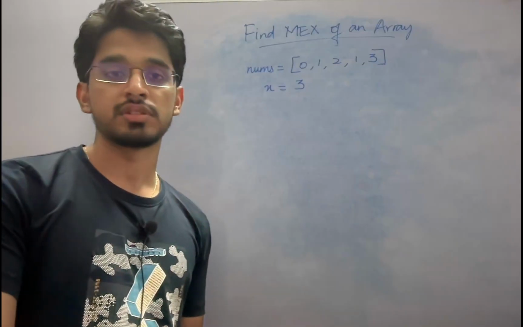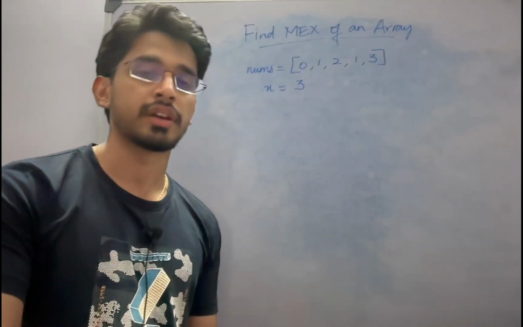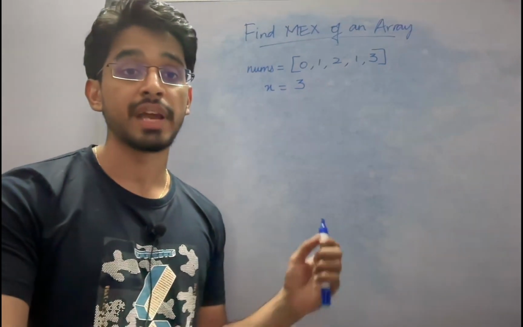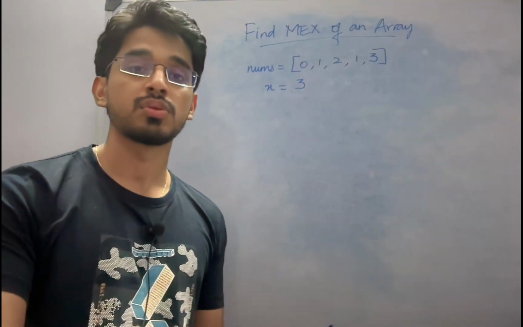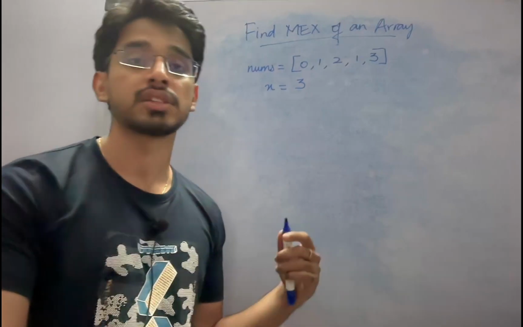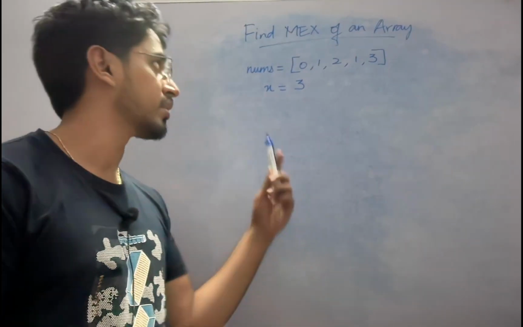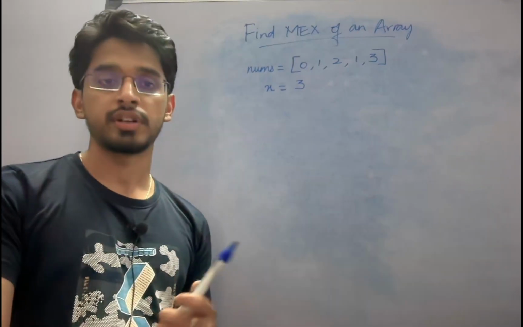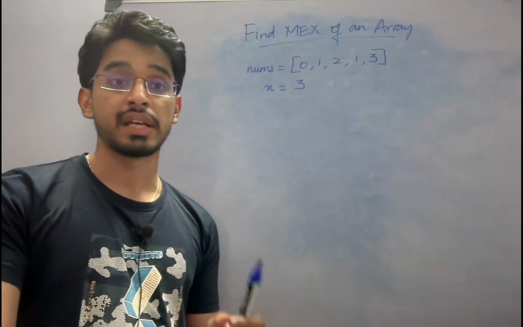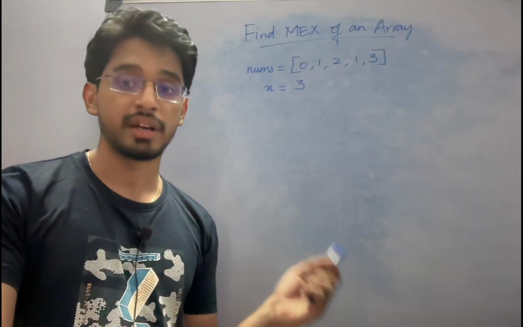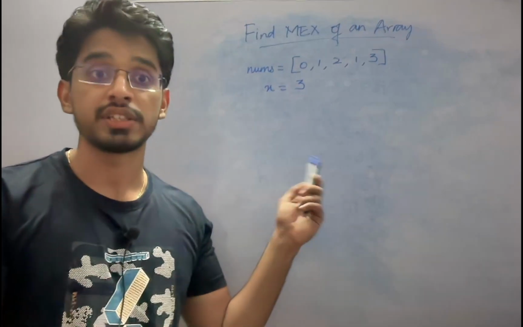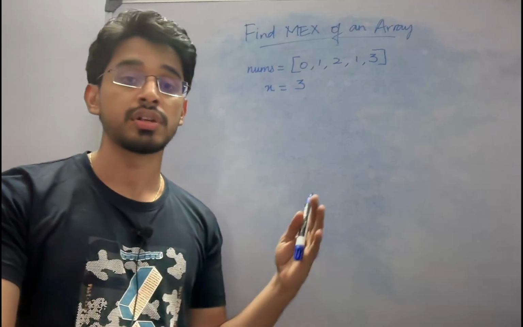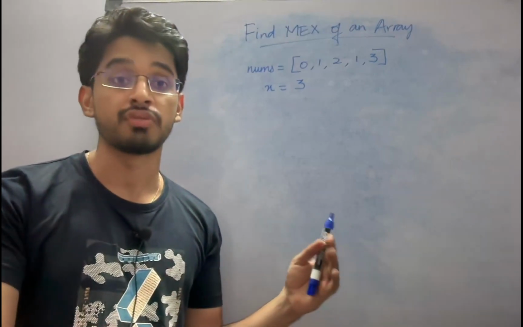So the problem is to find the mix of an array. What is the meaning of mix? Basically it stands for minimum excluded value. So what do we mean by calculating the mix of an array? You will be given an array over here and a value called x. What we need to do is modify exactly one element within the array by adding the value of x to it, and our goal is to maximize the minimum excluded value, basically the mix of the modified array.